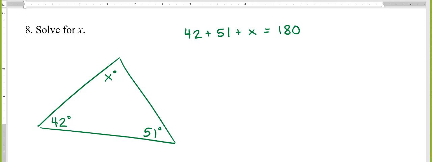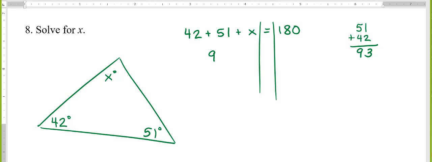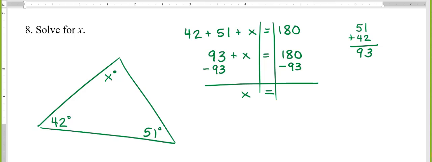You're going to draw your railroad tracks and then a line under it, and then add up 51 plus 42, which equals 93, and then write plus x and another equal sign, and then subtract 93 from both sides. 180 subtract 93 would be 87. Yes. Good.